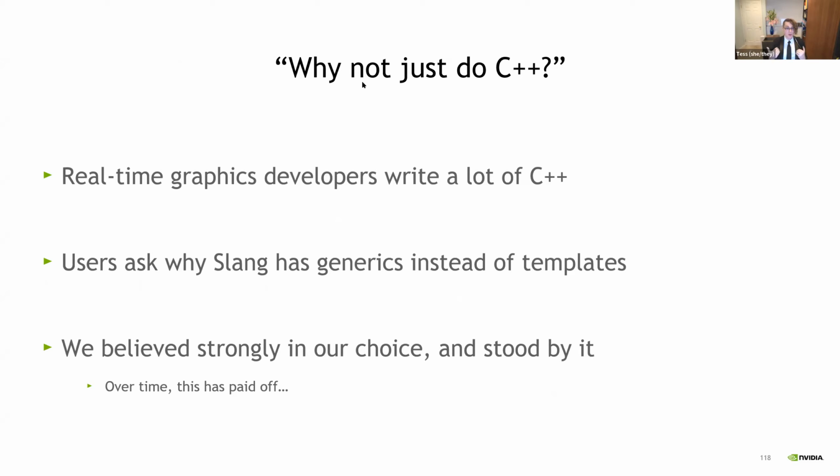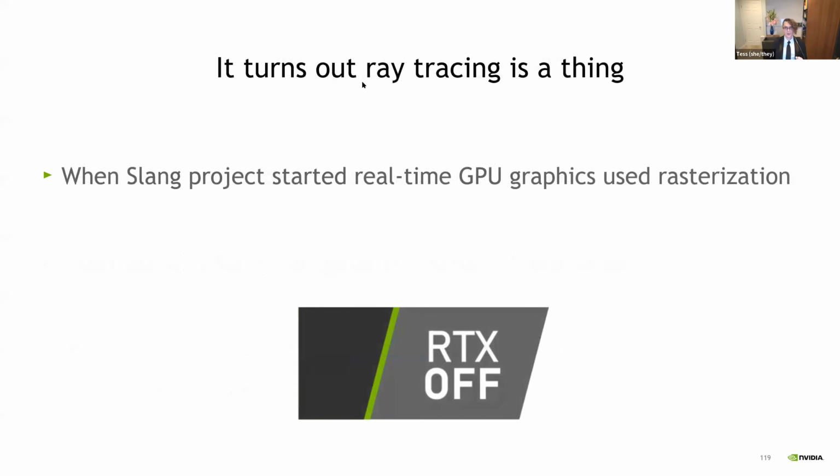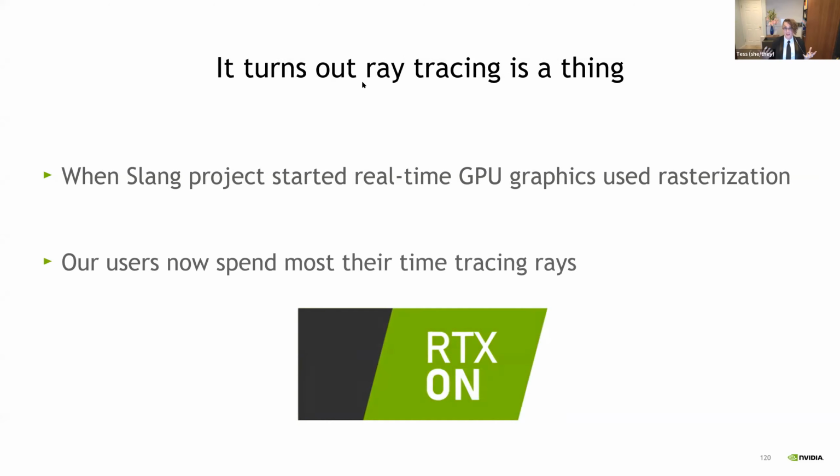This is something where we believed strongly in our choice. This was one of the first things we decided on when we started the language design process, and it is something we stood by. And it's also something that I think paid off, and not in the way that users necessarily expected coming in. So part of how that came about is it turns out that ray tracing is a thing. But when we started the Slang project, most real-time graphics was rasterization based. The reality is that most of our current users spend all their time tracing rays. They're building ray-traced renderers primarily. And that was a huge shift in the kinds of workloads that our compiler was expected to run.